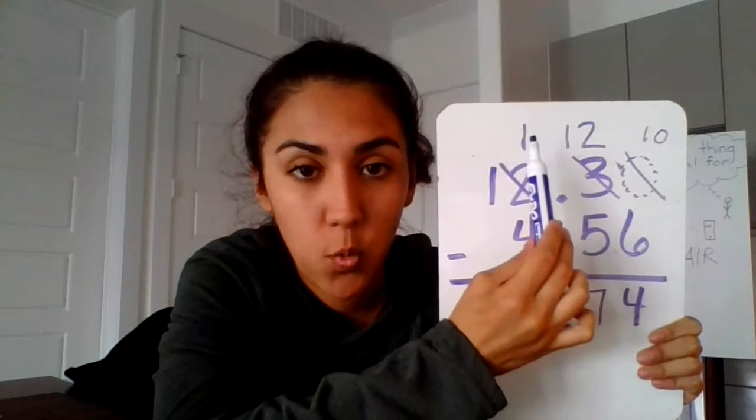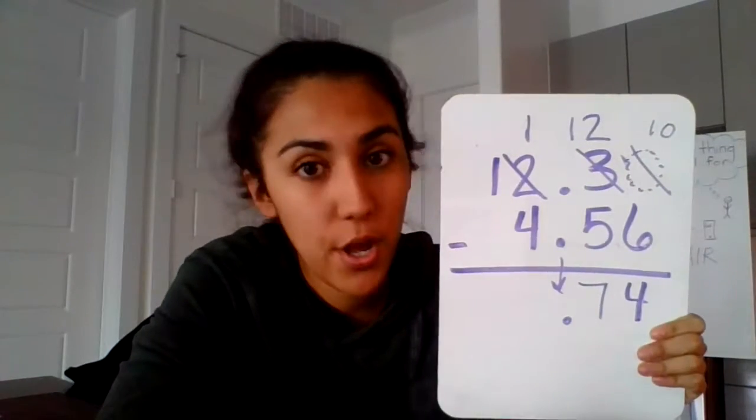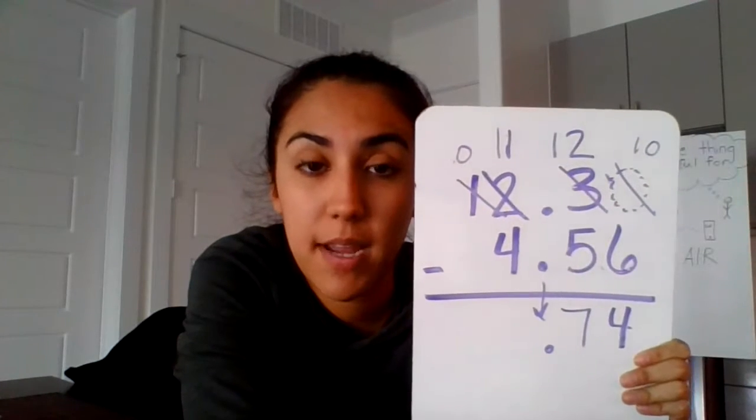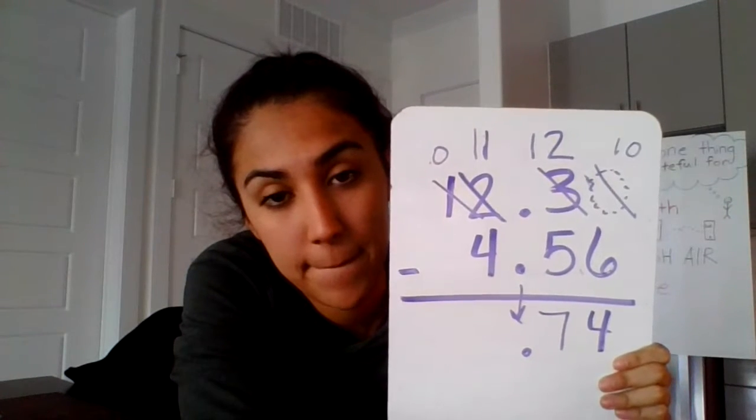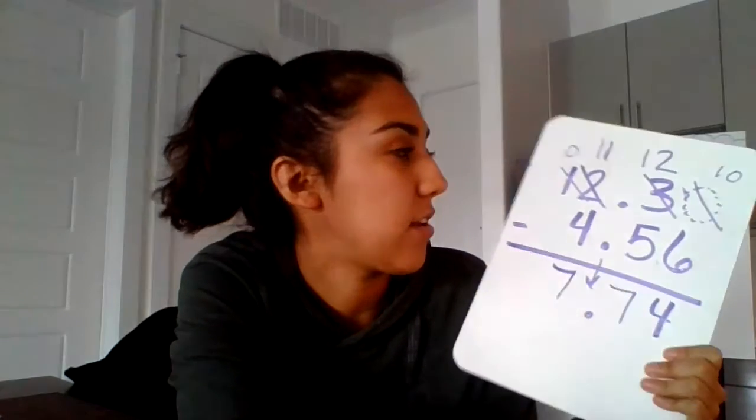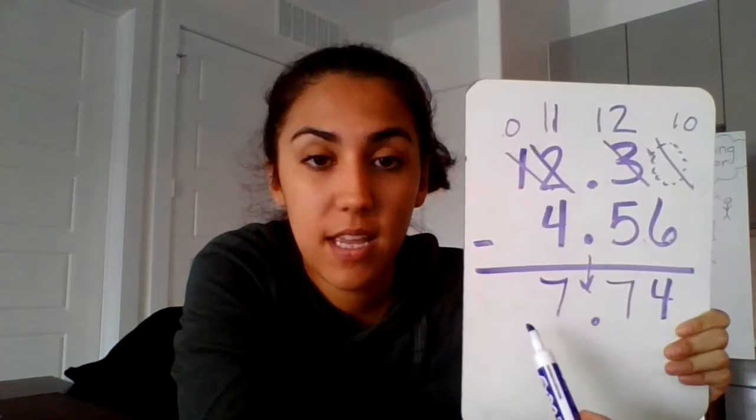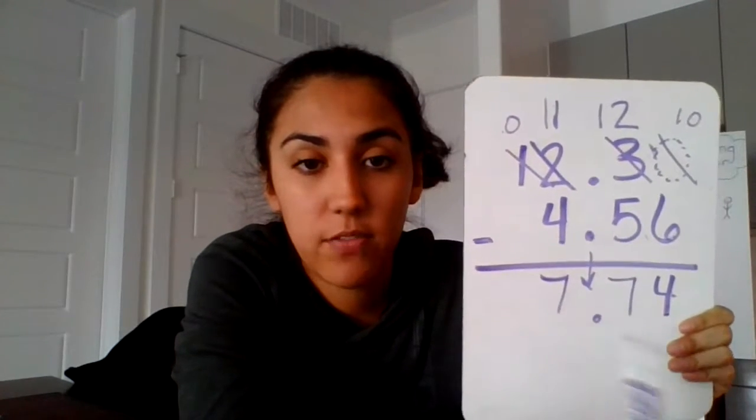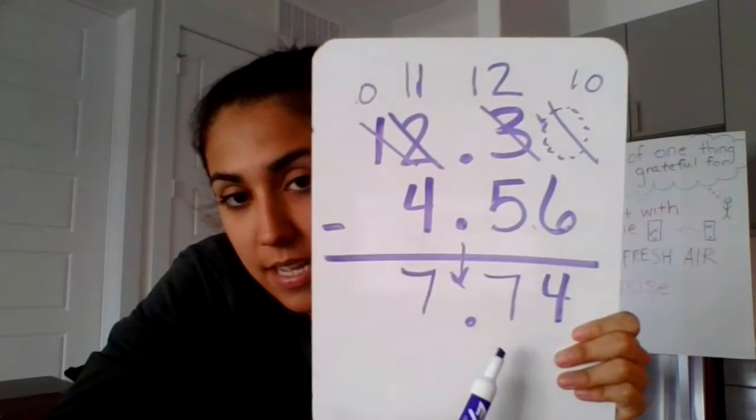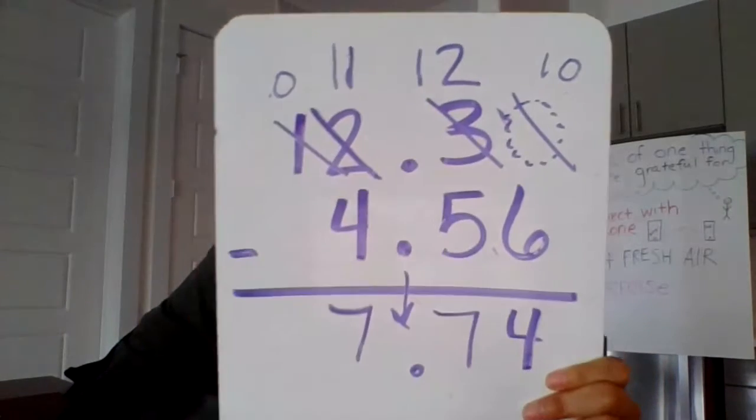Can I subtract 1 minus 4? No. So I have to go and borrow. That becomes 11. 11 minus 4 is 7. And 0 minus nothing is nothing, so you don't have to worry about it. Your final answer, boys and girls, is 7 and 74/100ths.